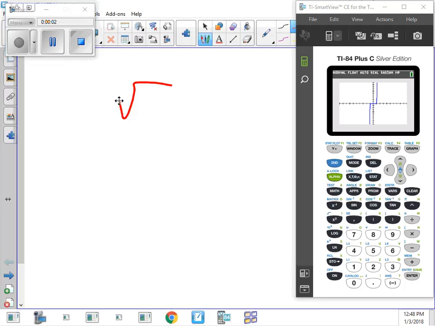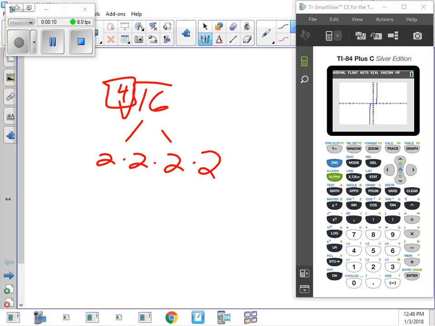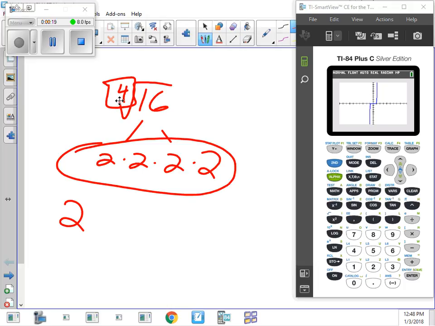If I wanted to find the fourth root of 16, I would factor it down and I would get 2 times 2 times 2 times 2. And this number tells me I need groups of 4. I have one group of 2's, so I write a 2 on the outside and there's nothing left on the inside. So the answer is 2.